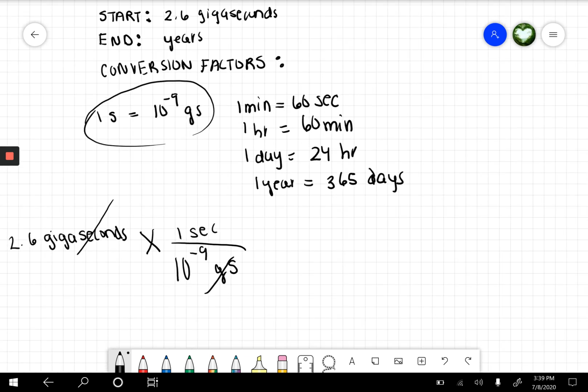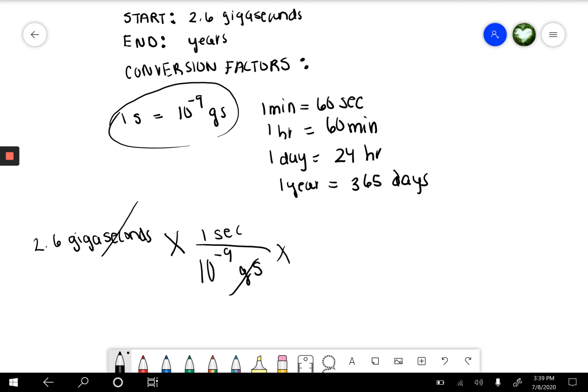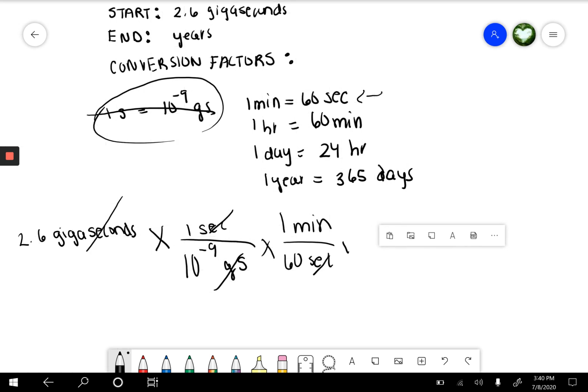Now we are trying to cross out the seconds, so we look at any conversion factor that contains seconds. Let's look at this one. I'm done with this one, so let's cross it out. We know that 1 minute is equal to 60 seconds, so I'm going to say 60 seconds is equal to 1 minute. Seconds and seconds cross out. Now I'm going to try to cross out the minutes. We can use this one: 60 minutes is equal to 1 hour. I'm done with these.